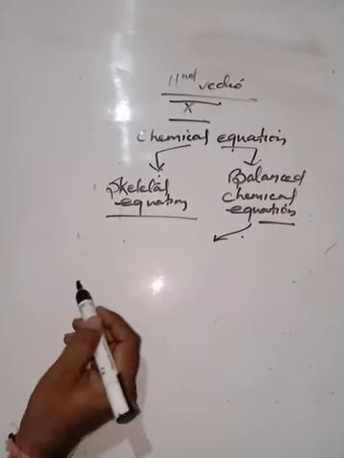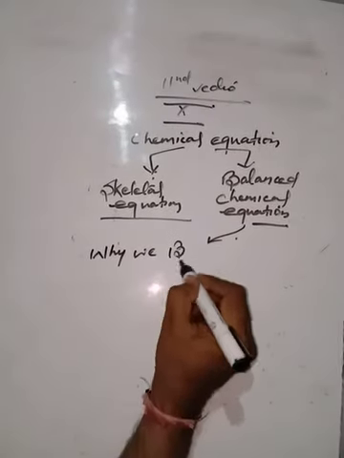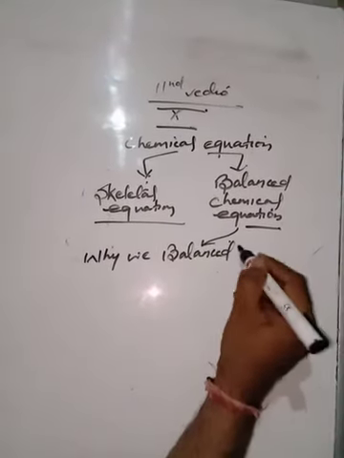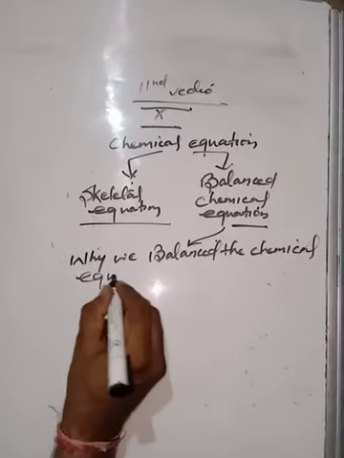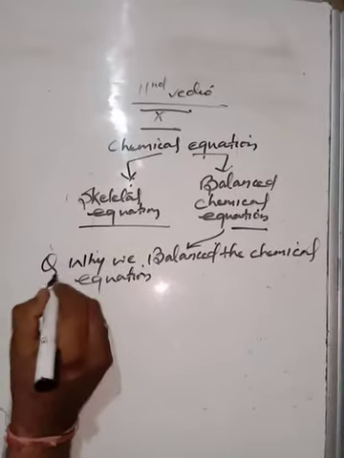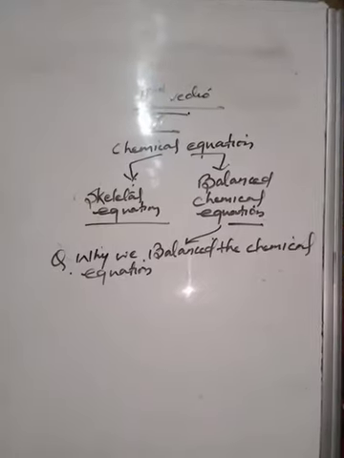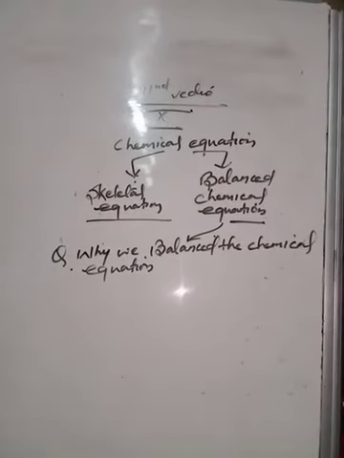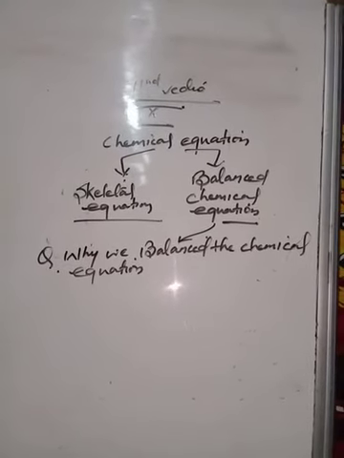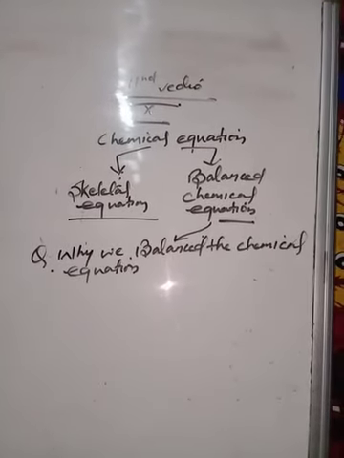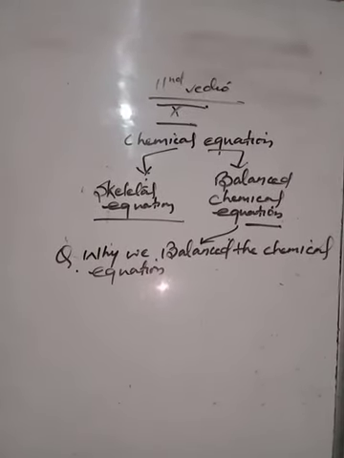Here I had told you why we balance the chemical equation. The reason behind it is that a scientist named Lavoisier first performed his experiment showing that the mass before the reaction and the mass after the reaction remain the same. He performed the experiment in a closed vessel.